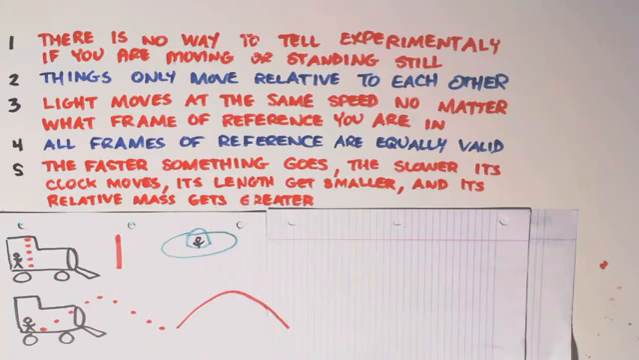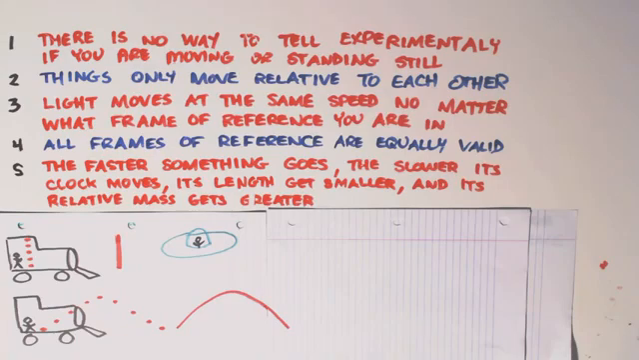Five main rules I'm going to talk about here. First, or one, as you can see up there: there is no way to tell experimentally if you are moving or standing still. Basically, everything in the universe, nothing is moving and nothing is standing still. Everything is only relative to another thing, which is the second rule there. Things only move relative to each other.